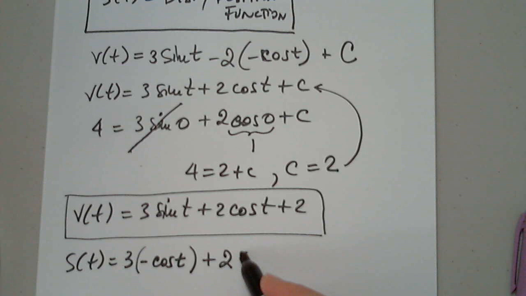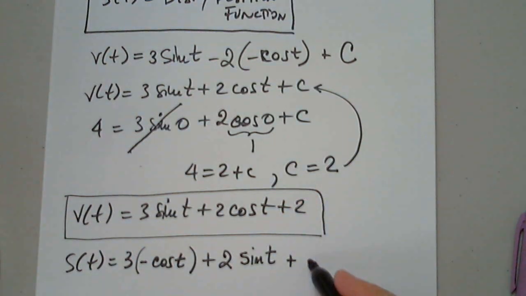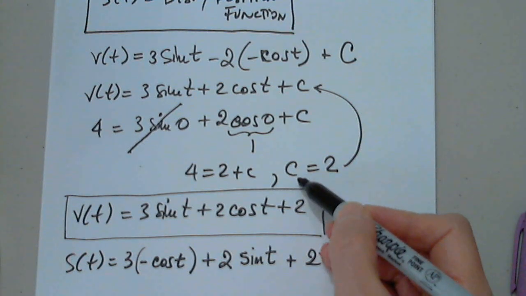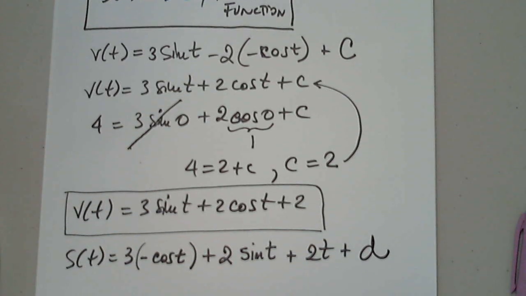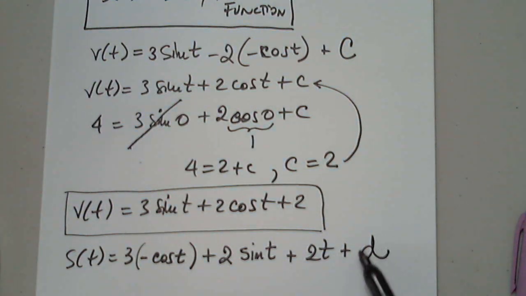Sine t prime is cosine. Plus, which function prime is 2? T. Very good. I'm not going to use c. I already used c. I have no choice. If you want to use c1, and then this will be c2, that's another option. I prefer d. It doesn't matter. Again, feel free to use c1, and then when we get here to use c2, but they have to be different letters.